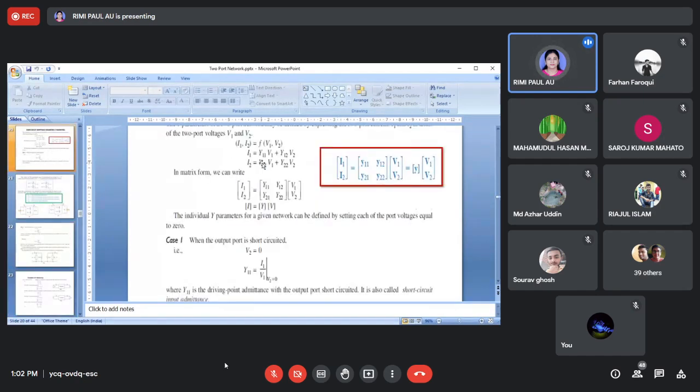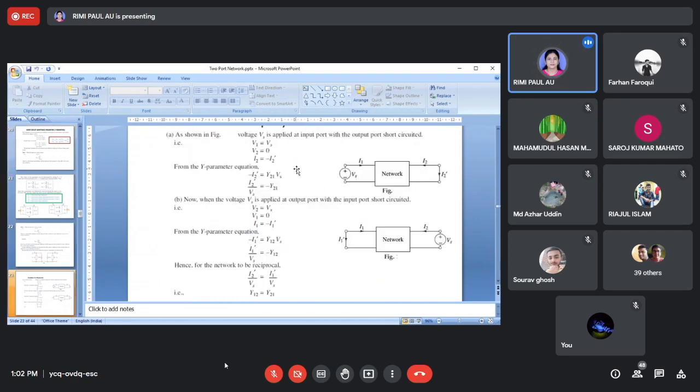So in this equation, what you will put here: V1 is now Vs, right? And V2 is equal to 0. I1 is equal to I1. Here you will get I2 is equal to minus I2 prime. Y21, V1 is equal to Vs, V2 is equal to 0. Then you can solve this equation. So you can see here minus I2 prime, Y21 Vs.